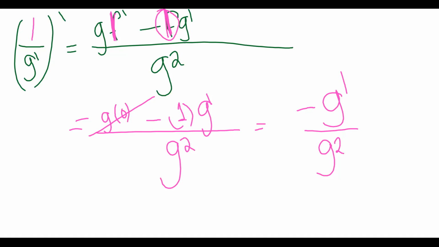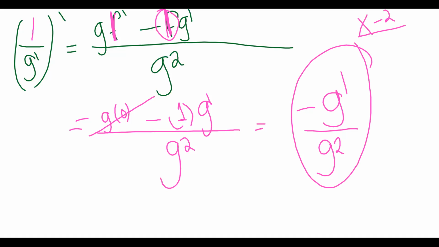Is it right? Yes, teacher. So if you have 1 over g and I ask you to find its derivative, you can use this formula and say it is negative g prime over g squared. Or you can solve it as x raised to the power negative 2, then continue, simplify, and rewrite it as we did before.